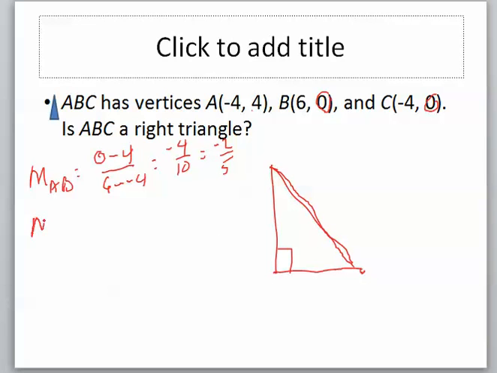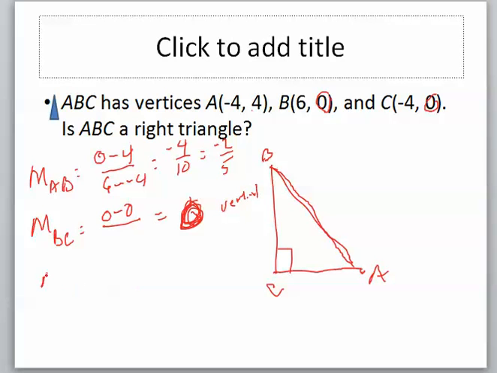And my slope of BC is going to be equal to 0 minus 0. Well, I don't even need to figure out what the bottom is here. That's going to have a slope of 0. That's A. This one's A down here. This one's B up here. So BC is this horizontal, or this vertical line right here. That's a vertical line.